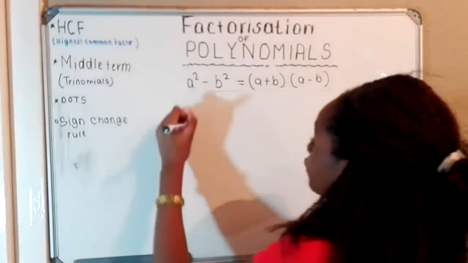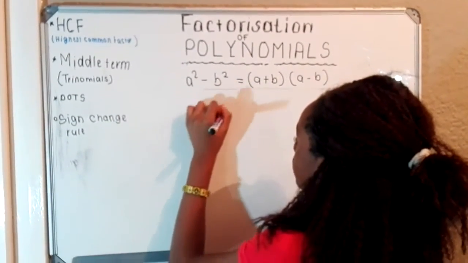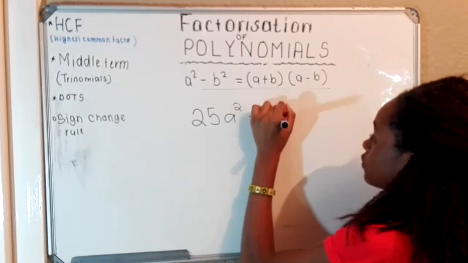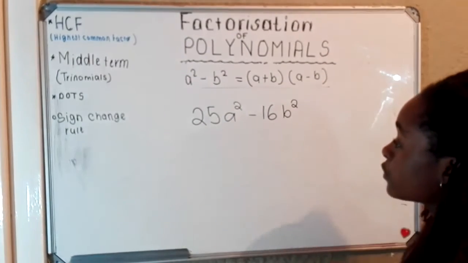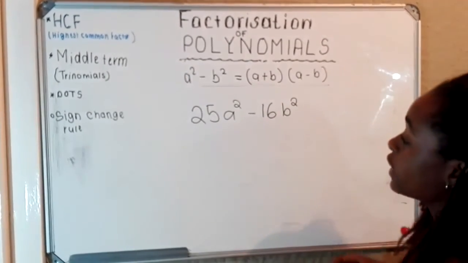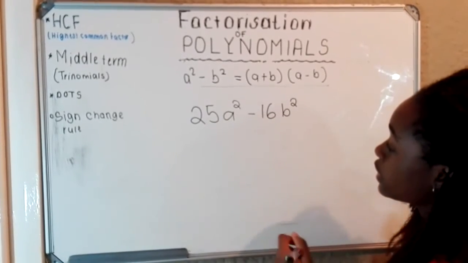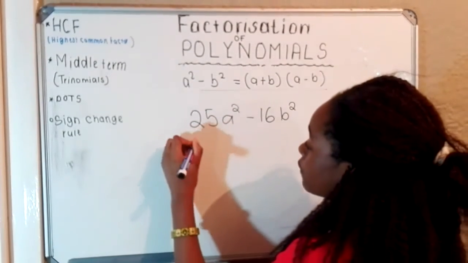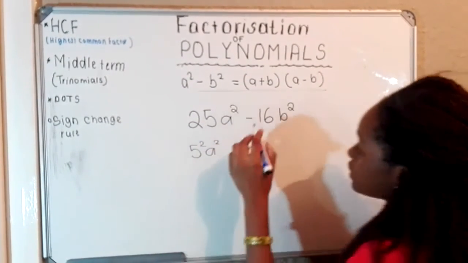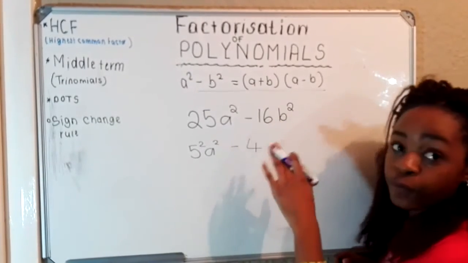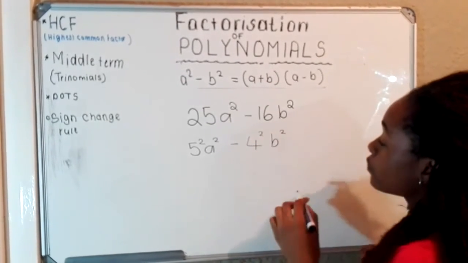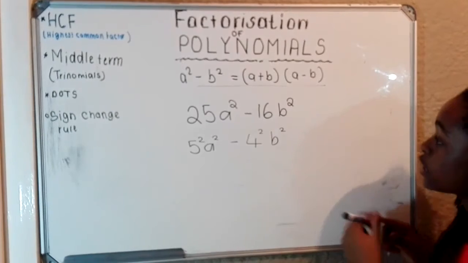Here's another one. Say for example we have 25a squared, okay, minus 16b squared, okay. All right, so this is also another example of DOTS. So feel free to pause the video and try this on your own. And okay, so 25 is basically the same as saying it's 5 squared, okay, a squared minus 4 squared, because 4 squared is going to give you an answer of 16, b squared.